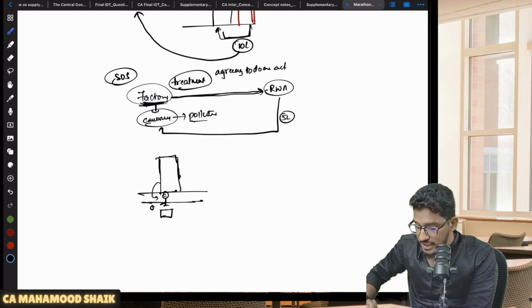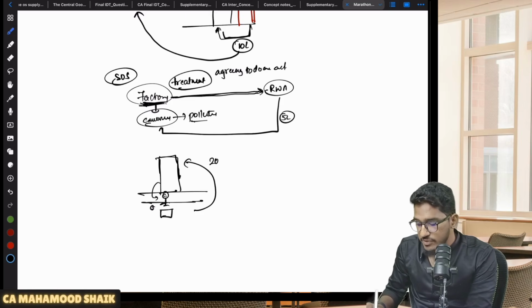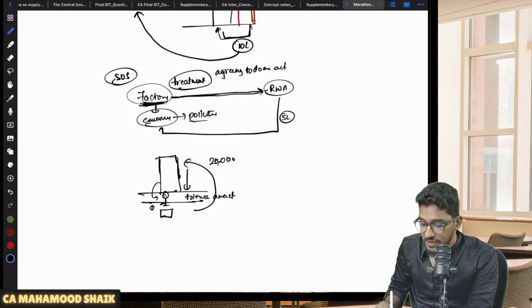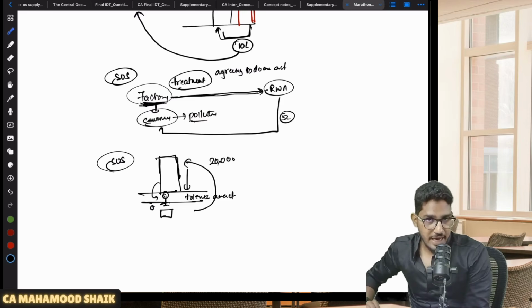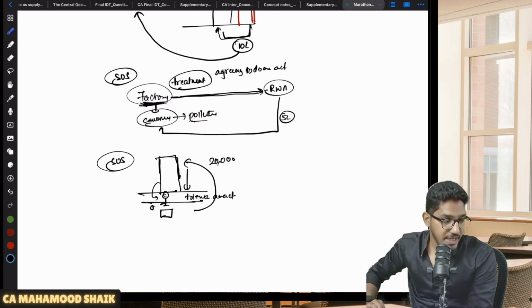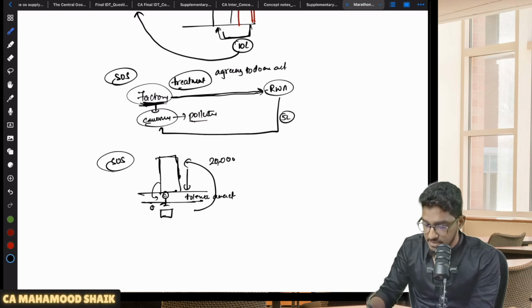So this jewelry store is getting 20,000 every month. In return, what are they doing? In return, they are agreeing to tolerate an act. So will that be supply, sir? Yes. What will it be? It will be supply of service. Okay. So agreeing to do an act, agreeing to refrain from an act, or agreeing to tolerate an act, all this will be considered as supply of services.